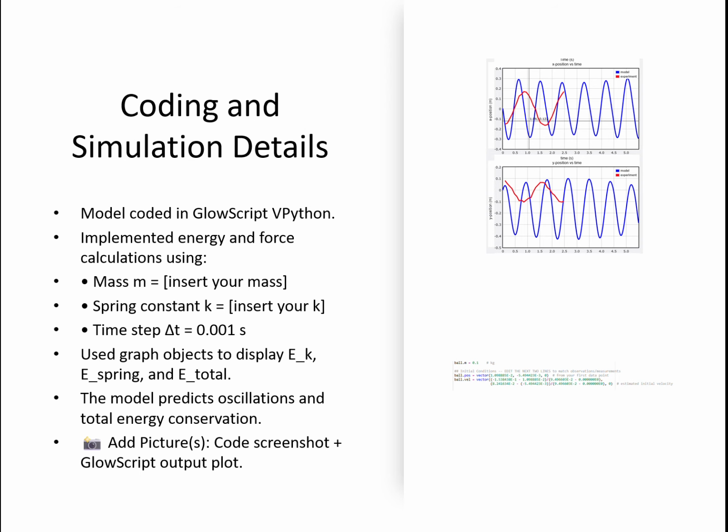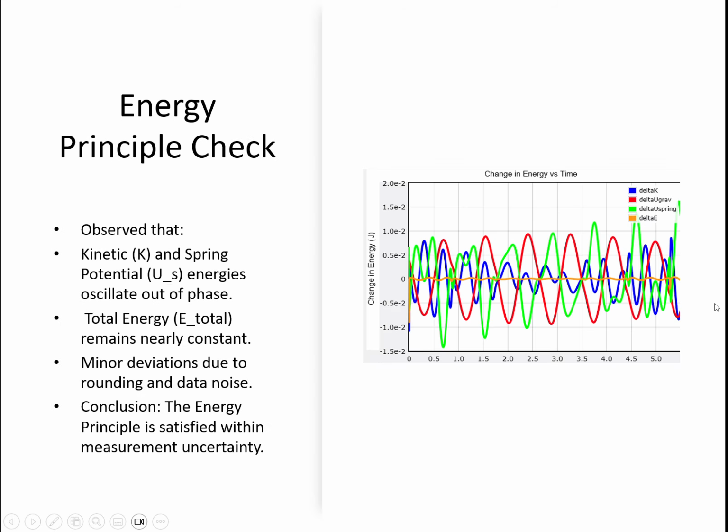In GlowScript, I built a model of the same spring mass system. I imported my Tracker data and used Newton's second law to update the velocity and position at each time step. Spring force and gravitational constant were calculated using the same constants as in the physical setup. The simulation then plotted both predicted and observed positions over time.